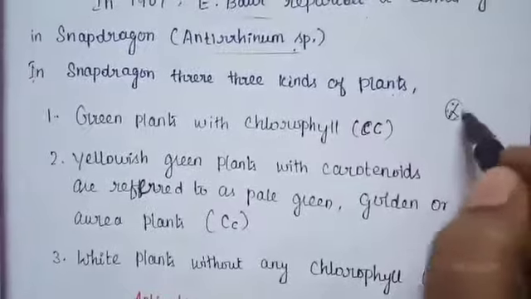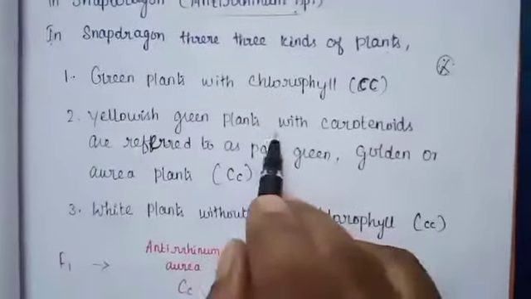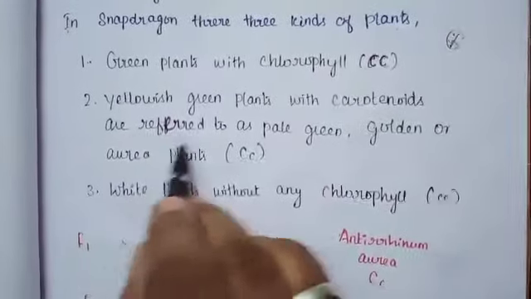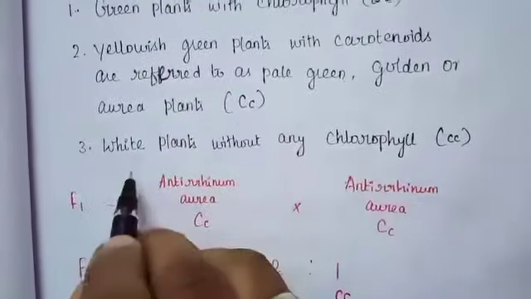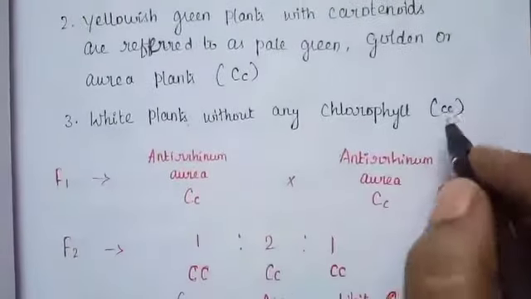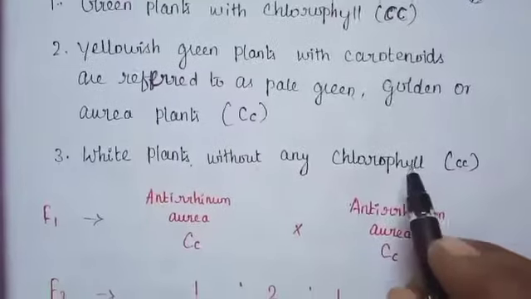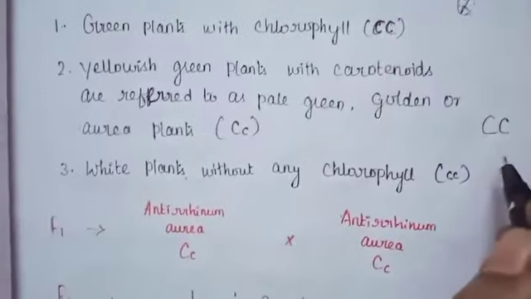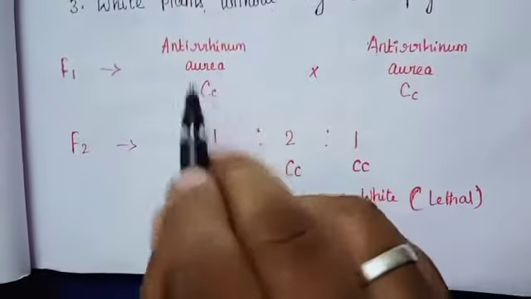These are important, three more questions. Green plants with chlorophyll, capital C, capital C. Yellowish green plants with carotenoids are referred to as pale green, golden or aurea plants, capital C, small c. White plants without any chlorophyll, small c, small c. The genotype of homozygous green plants is capital C, capital C. The genotype of homozygous white plants is small c, small c. The aurea plant has the genotype capital C, small c, because they are heterozygous.